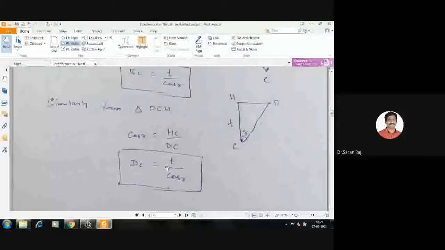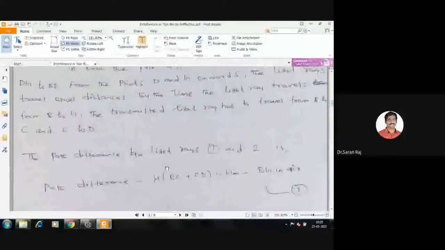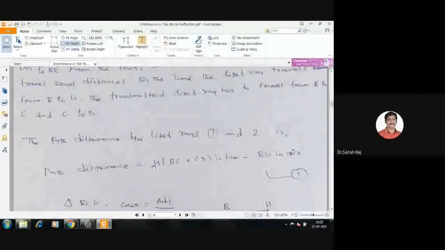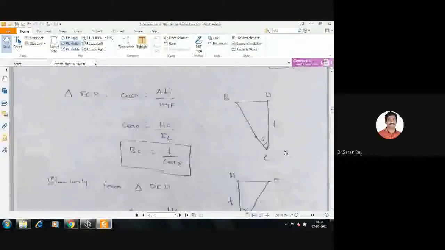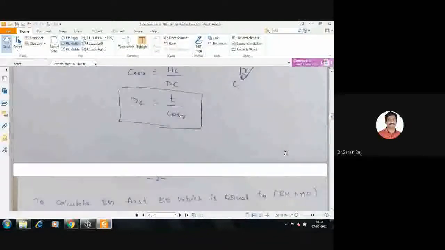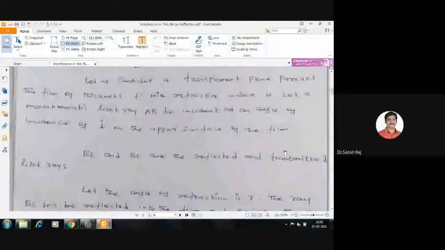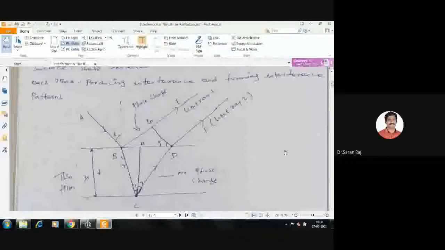Okay, so we see that in the path difference equation, mu equals BC plus CD. We can determine the BC value and the CD or DC value. You have already found those values. Then you need to find the BG value. How to calculate the BG value? With the help of this triangle, we can determine it.